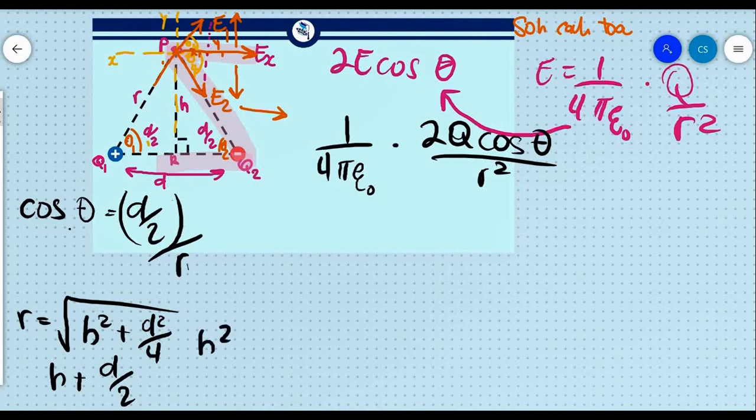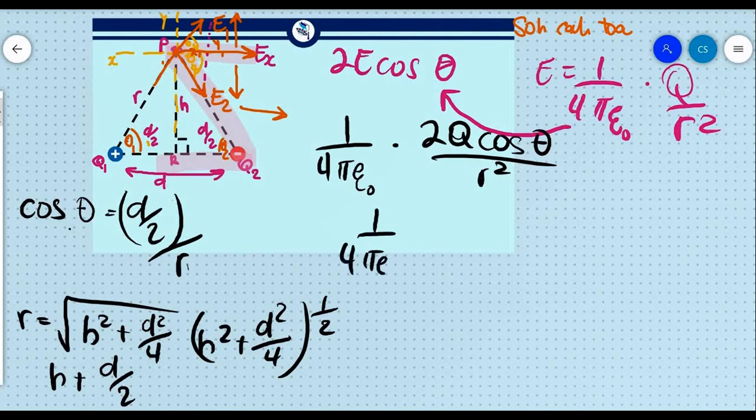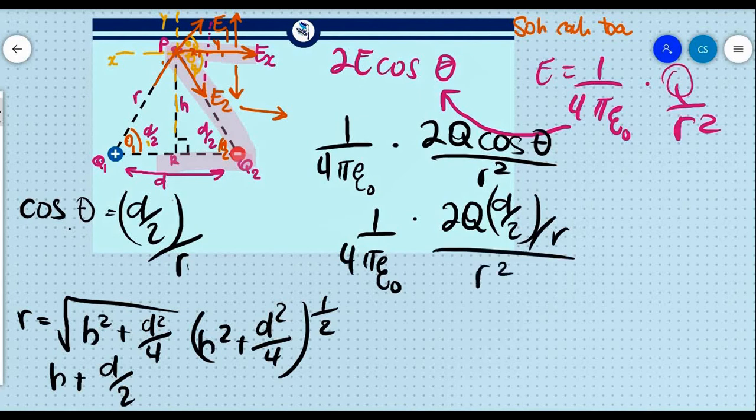Or you could write it as h squared plus d squared over 4 to the half power. Okay? And these mean the same thing. So it's time to start putting this into the equation, right? Let's say 1 over 4 pi epsilon naught, we're not troubling that, times 2q cosine theta is equal to d over 2 all over r, and we will put that over r squared.